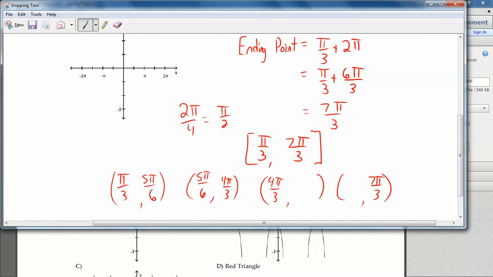Add 1/2 pi over 2, or we said 3 pi over 6 to that again. Well, that was 8 pi over 6. So 8 pi over 6 plus 3 pi over 6 is 11 pi over 6.